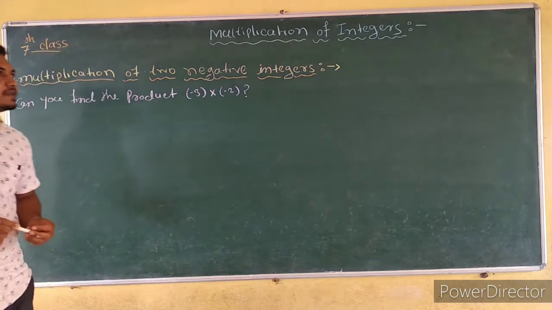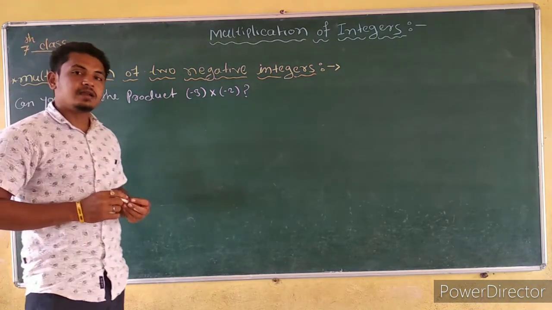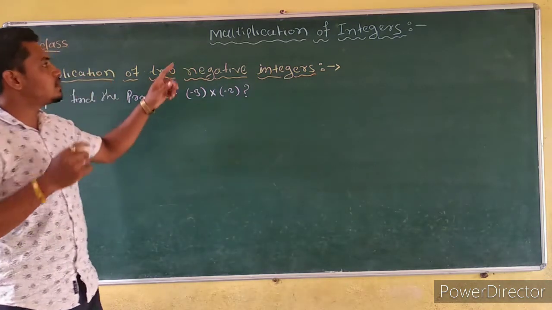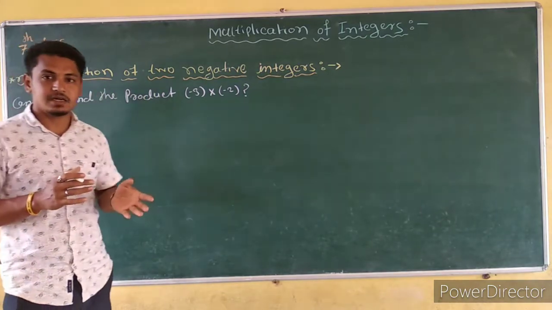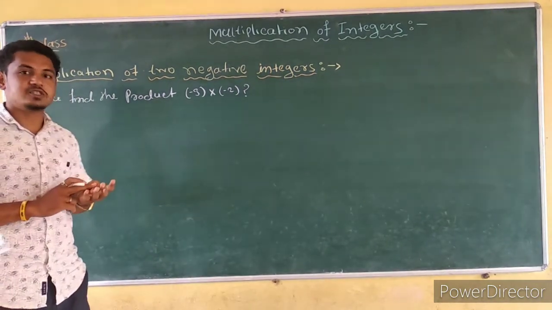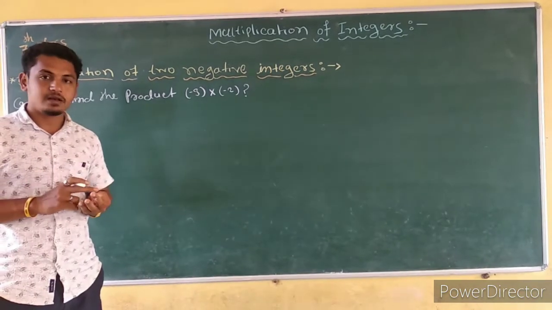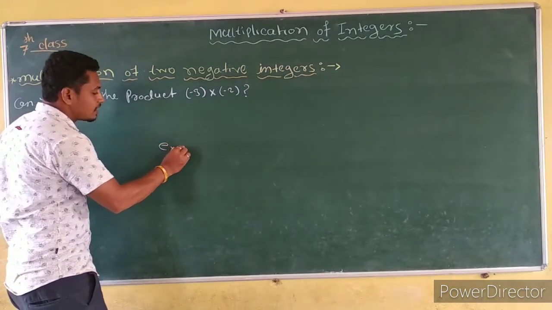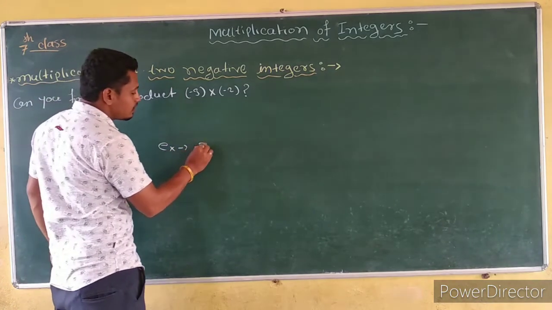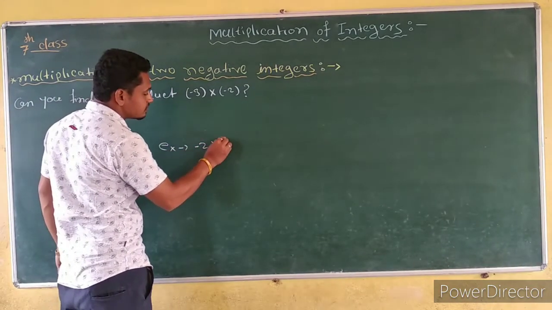So hello my dear students. In earlier class you already learned about the multiplication of integers, the multiplication of one positive integer and one negative integer. So for example, in earlier class you solved this type of example.